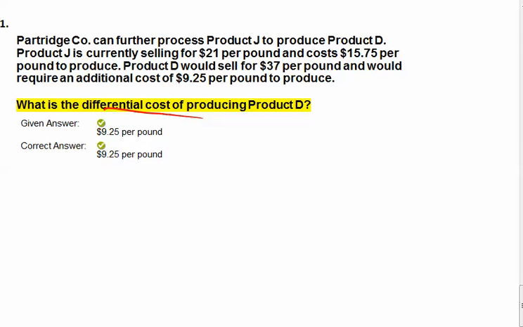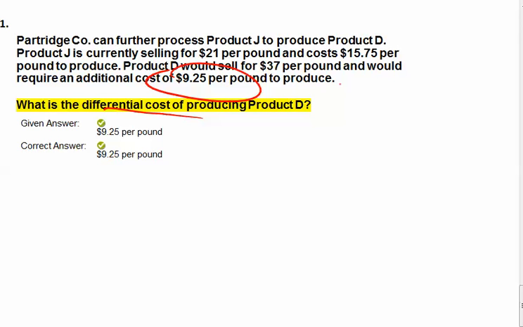Okay? So now that I have my mind wrapped around that, I'm going to be looking at the cost. I can read. Partridge Company can further produce product J to produce product D. Product J is currently selling at $21. Sales price irrelevant, and a cost of $15.75. So that's my current cost per pound to produce. Product D will sell for $37. Irrelevant. They're not asking me for selling information, and would require an additional $9.25 to produce. So that's my answer. $9.25.